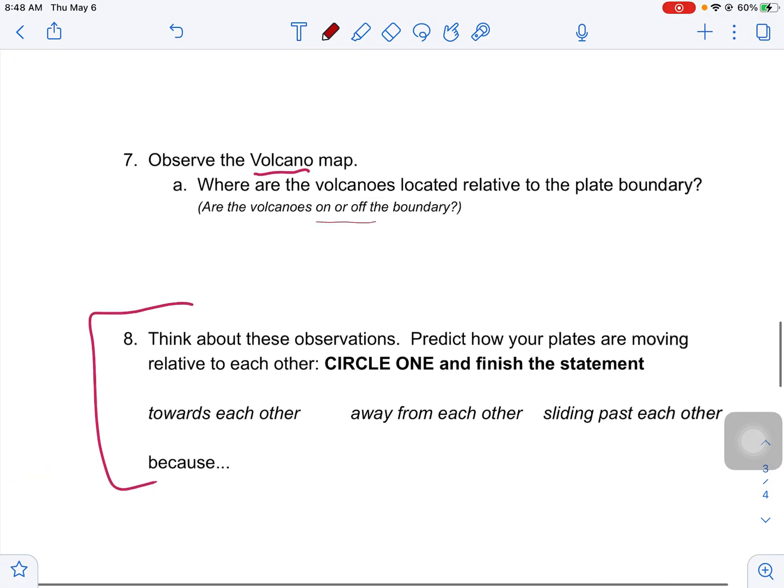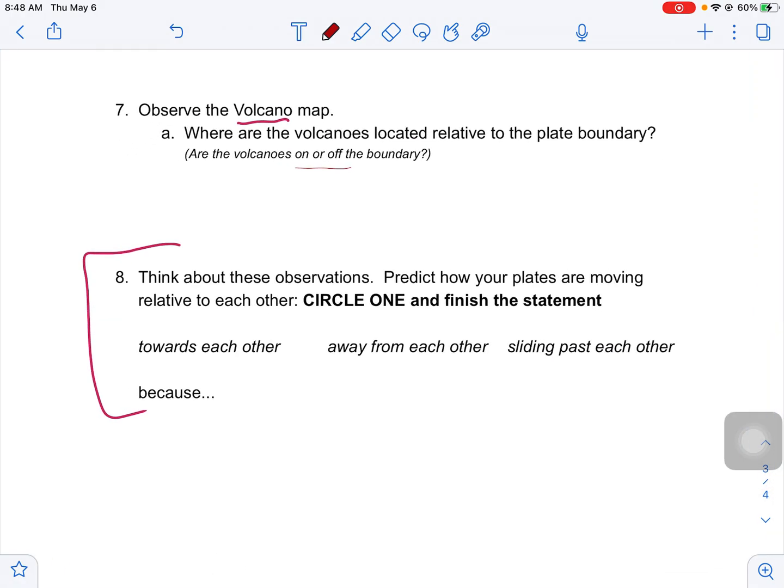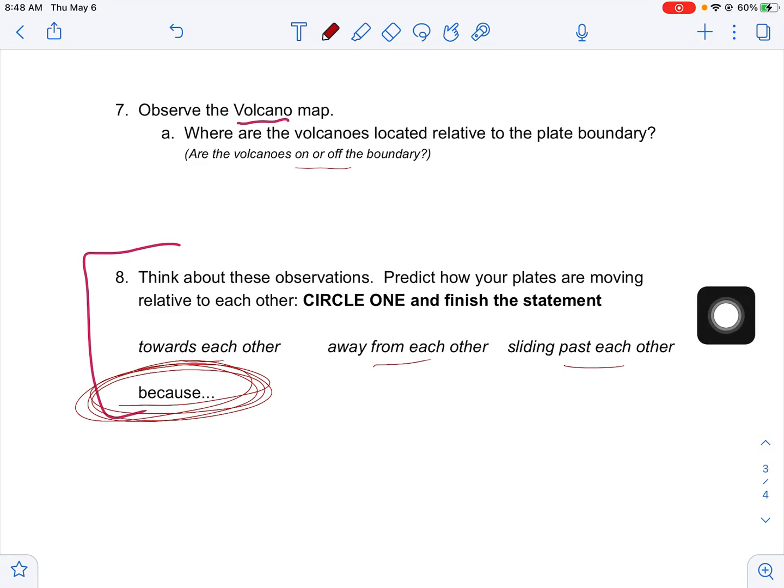And the last question, number 8, we're thinking about all of it together and predicting: are these plates moving towards each other, away, or going past? Use something about the data you just collected, earthquakes, volcanoes, topography, to explain your thinking. I'm not looking for correct or incorrect here. I'm looking for ideas. What stood out to you? What made you think in that direction?